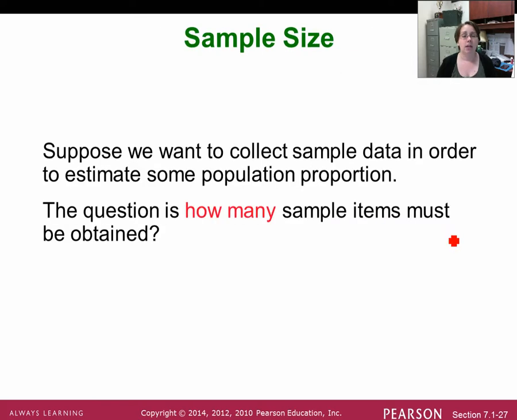Alright, sample size. Suppose we want to collect sample data in order to estimate some population proportion. The question is, how many sample items must be obtained? So you're going to get a sample. The question is, how much do you need? You want to estimate a population proportion, but you don't want to be too far off. If I only get 5 frogs from my frog pond to estimate the size of my frogs, that's not a very good estimate. That's only 5 out of who knows how many frogs I have. It's ridiculous. So how many is a good number?